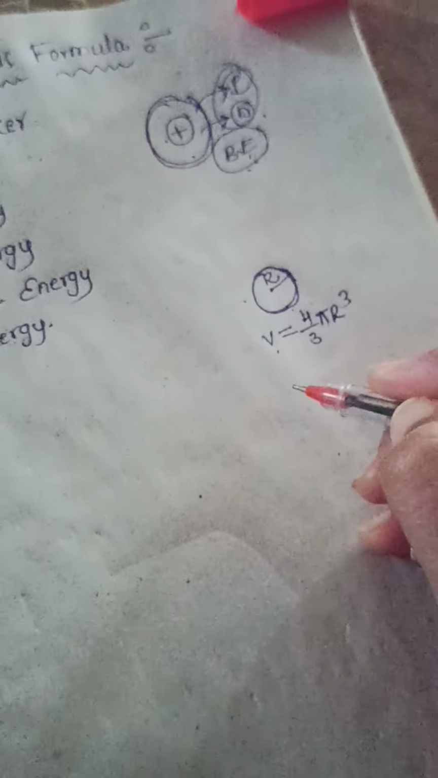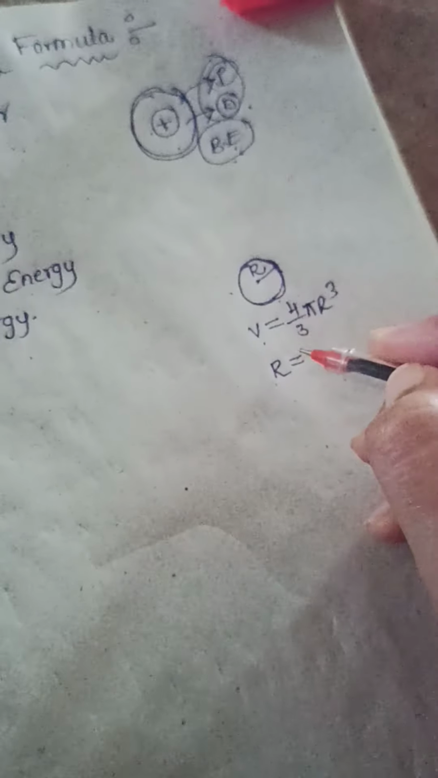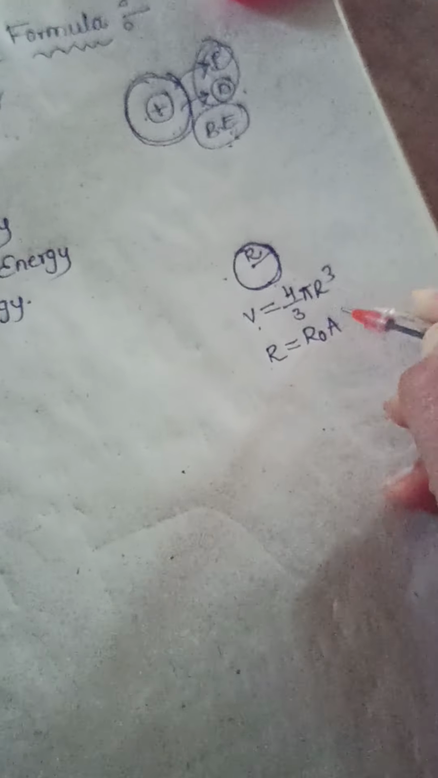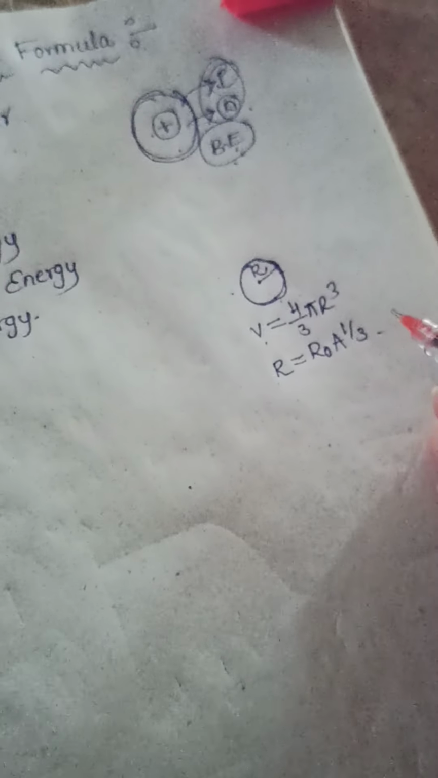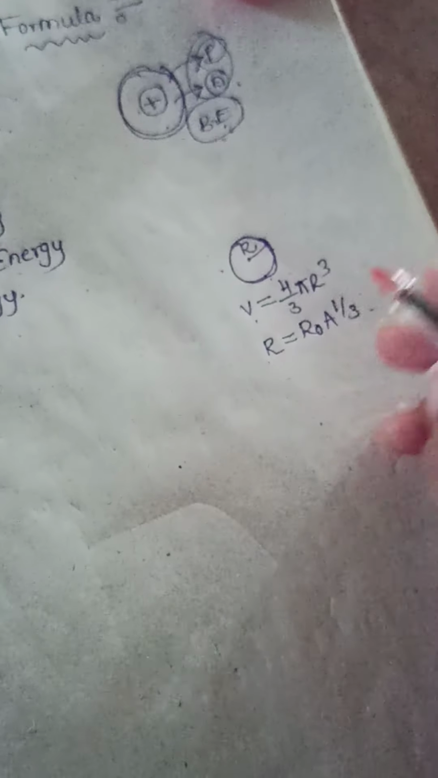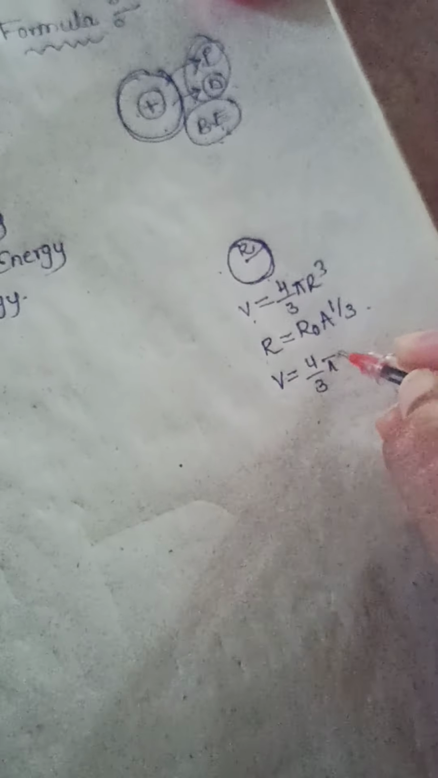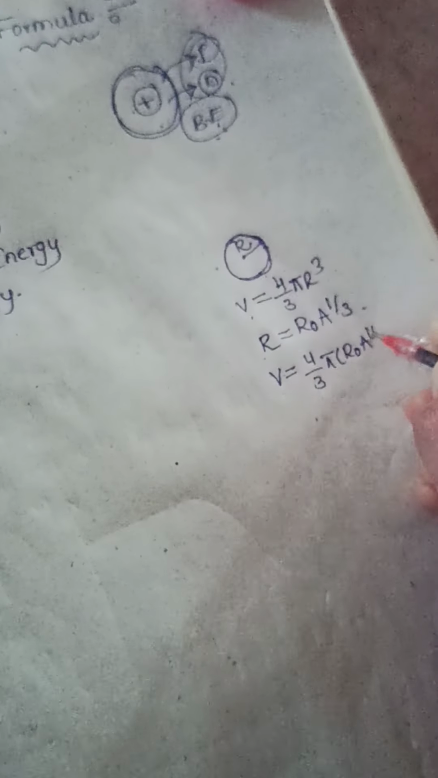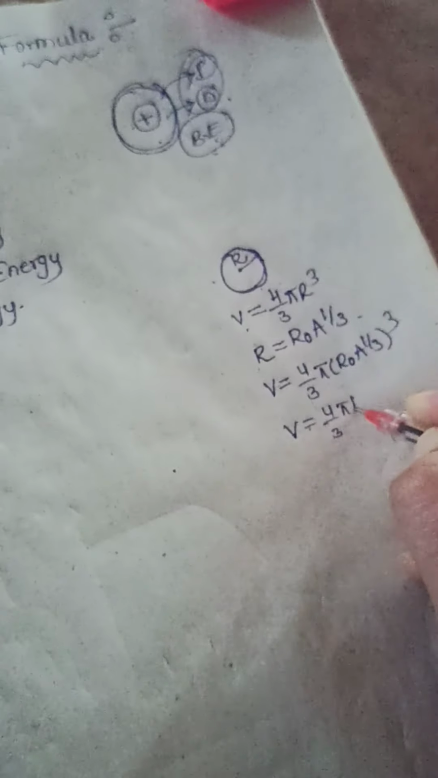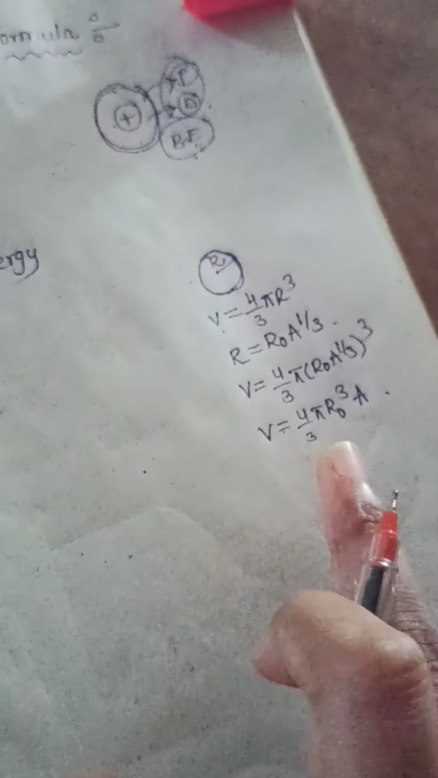Now, what is the radius of the nucleus? Already I told you in the previous classes that the radius of the nucleus is r equals r naught into A power 1/3. Now substitute the r value in the above equation: V equals 4/3 pi r naught A power 1/3 whole cube, so V equals 4/3 pi r naught cube into A. This is the volume of the nucleus.